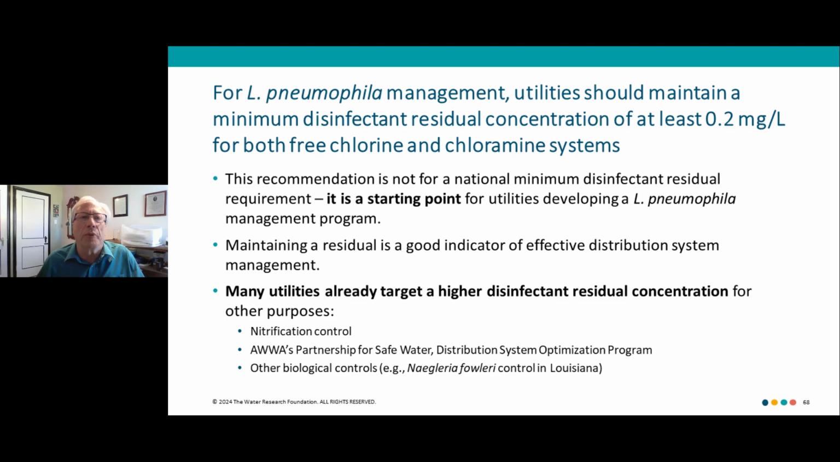For Legionella pneumophila management, utilities should maintain a minimum disinfectant residual of at least 0.2 milligrams per liter for chlorine and chloramine. It's a good starting point. But as Mark said, remember the chlorine residual is not the magic bullet. You need the multiple barriers in place. However, being able to maintain a minimum disinfectant residual tells you a lot about how well you're operating and maintaining your system overall. And that overall maintenance and operation are good practices for minimizing Legionella pneumophila.